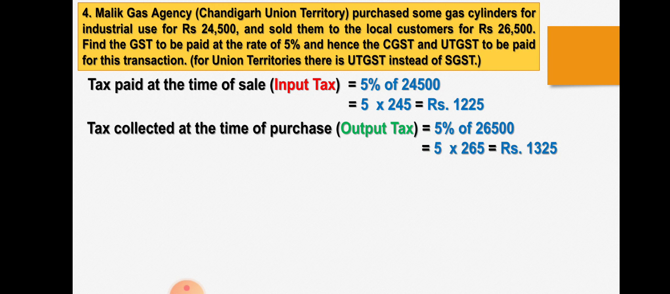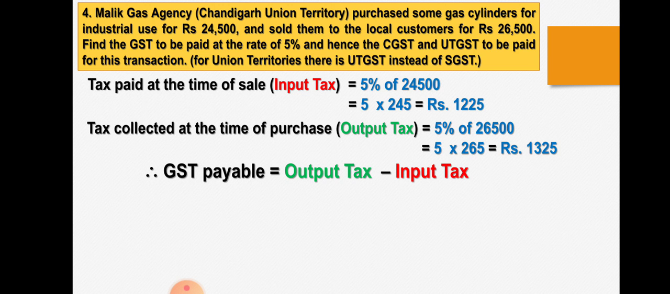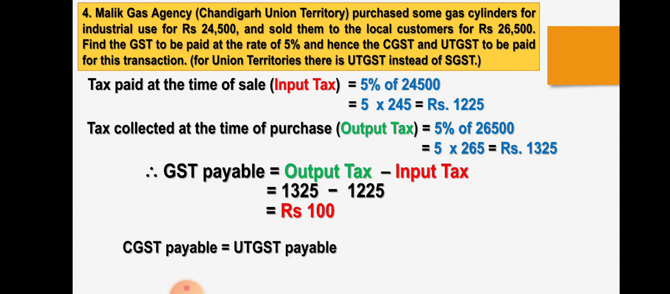So your question is the same now. You have to find out GST payable and then we will be finding out CGST and UTGST, as that particular gas agency is in the Union Territory. So GST payable is equal to output tax minus input tax. We'll keep the values, subtract, and you will get 100 rupees, which means GST payable by that gas agency is 100 rupees. So now CGST and UTGST will be half of it. Half of 100 is 50. So CGST payable is equal to UTGST payable, that is 50 rupees.